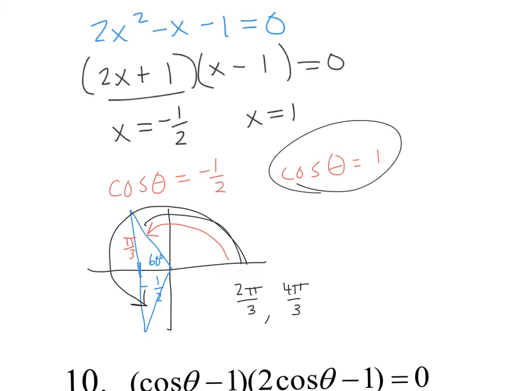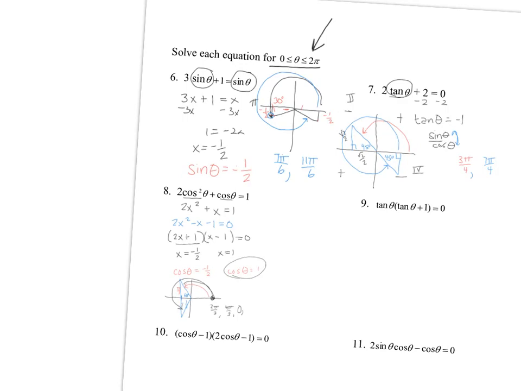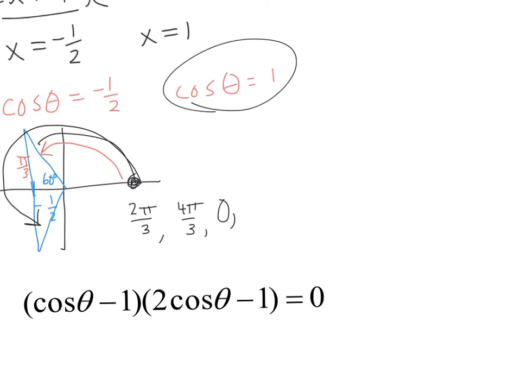And we can't forget about when is cosine of theta equal to 1? When is the x-coordinate equal to 1? And that's at 0. But since my original problem asked me to include both 0 and 2 pi, I need to include both 0 and 2 pi here.